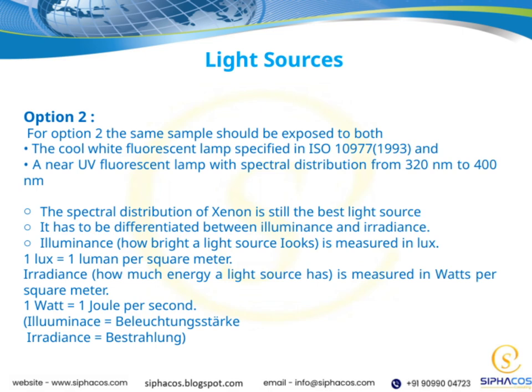But it's important to understand that we need to differentiate between two key concepts, illuminance and irradiance. Illuminance, which describes how bright a light source appears to us, is measured in lux. Think of it as how much light is falling on a surface. 1 lux equals 1 lumen per square meter.